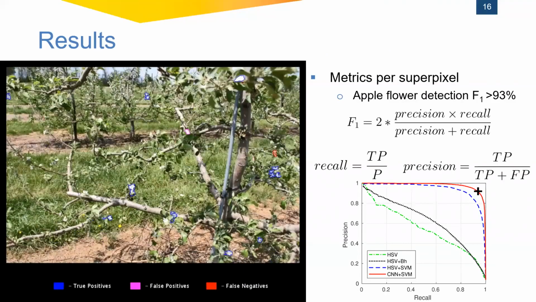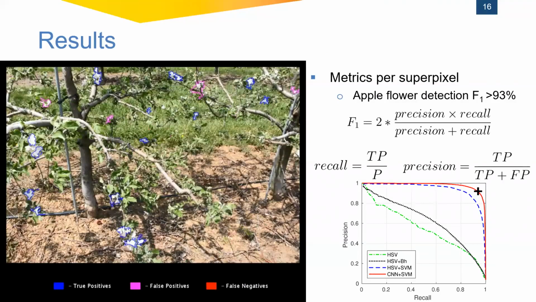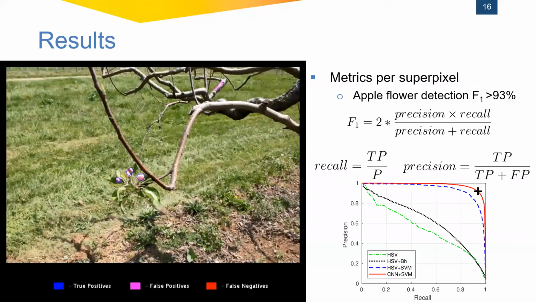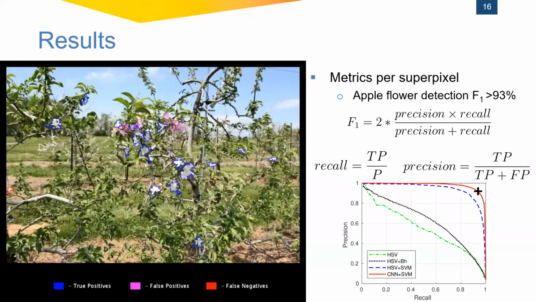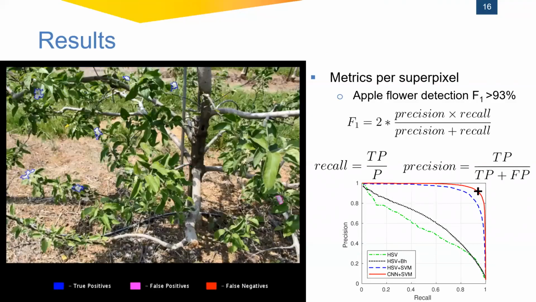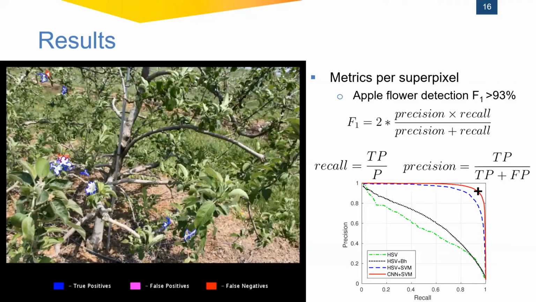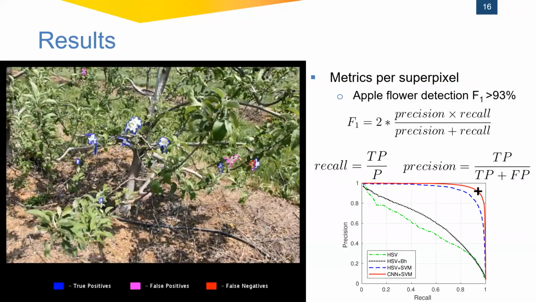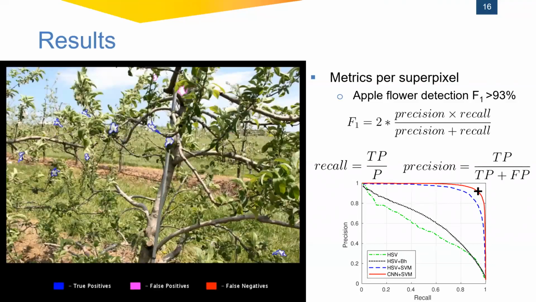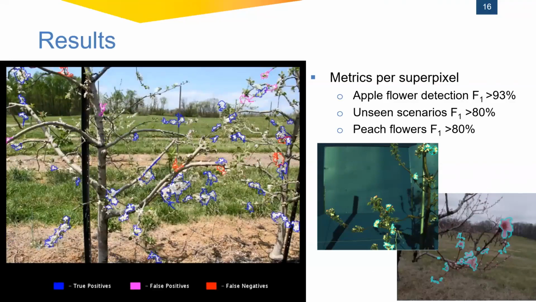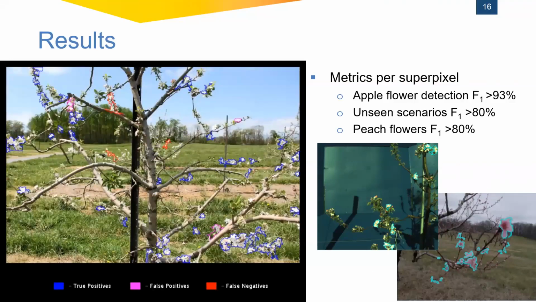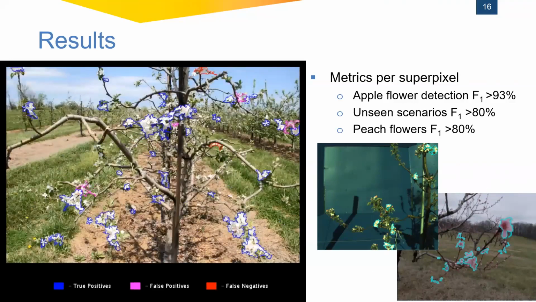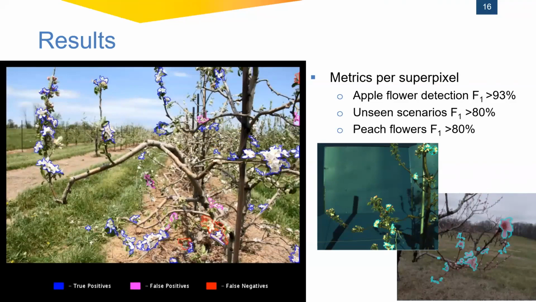So for those of you that don't remember what the F1 is, it's essentially combining precision and recall. As you have a precision recall curve, you get the point nearest the optimal, recall saying how many of the true positives you're getting, and precision in terms of how many false positives you have. So it's significantly better than the baseline approaches, which are based on pure color. And the nice thing is that it works fairly well already for unseen scenarios like a different flower data set illustrated here in the middle, or even for peach flowers, which are significantly different in terms of color.